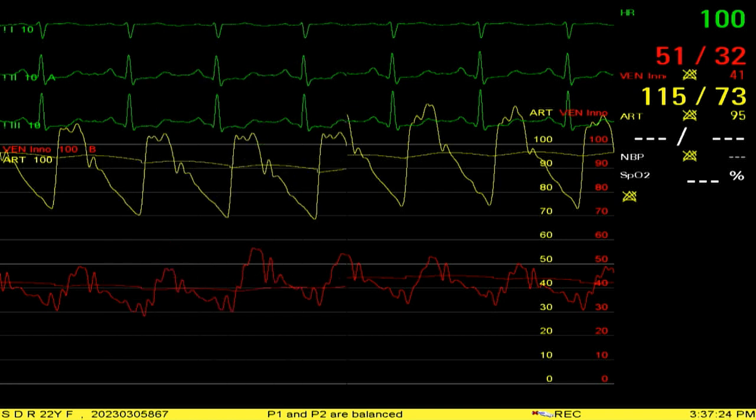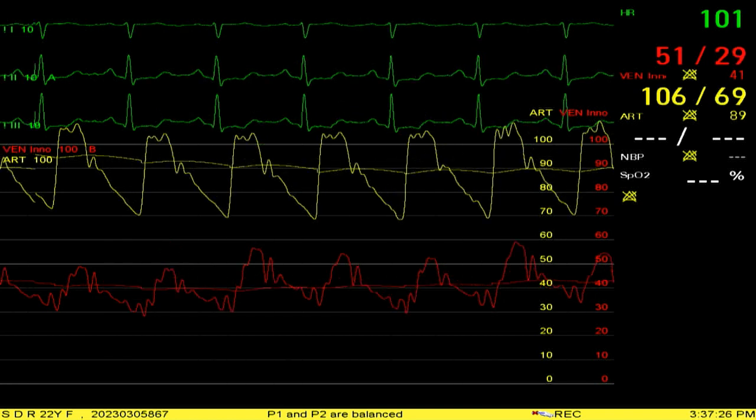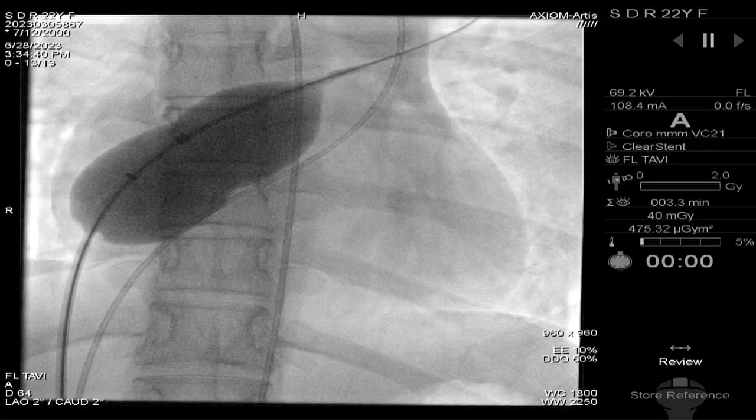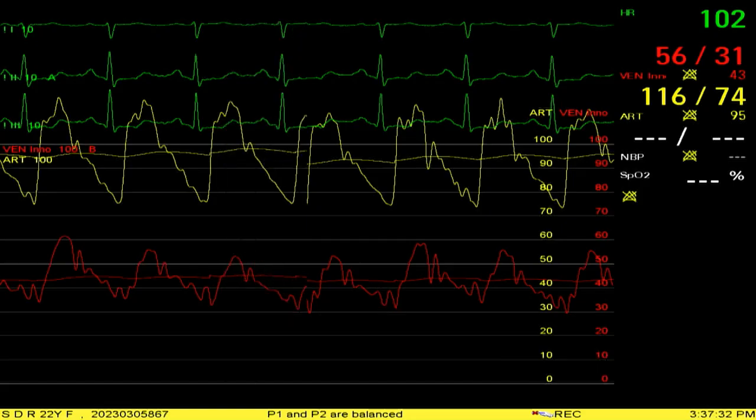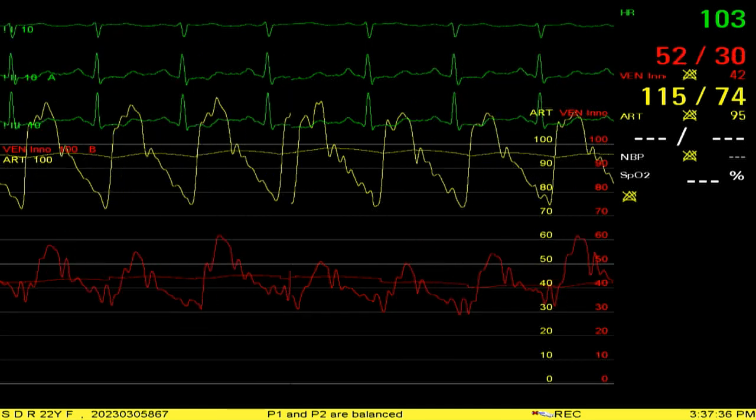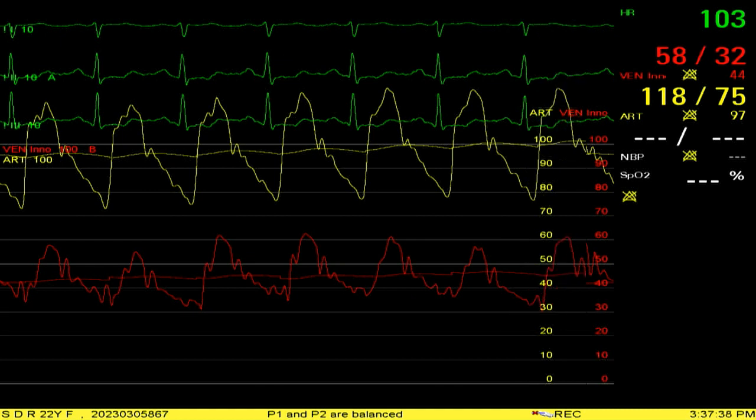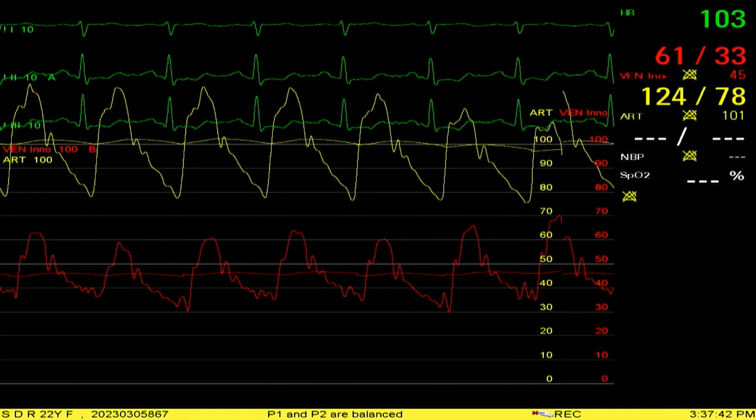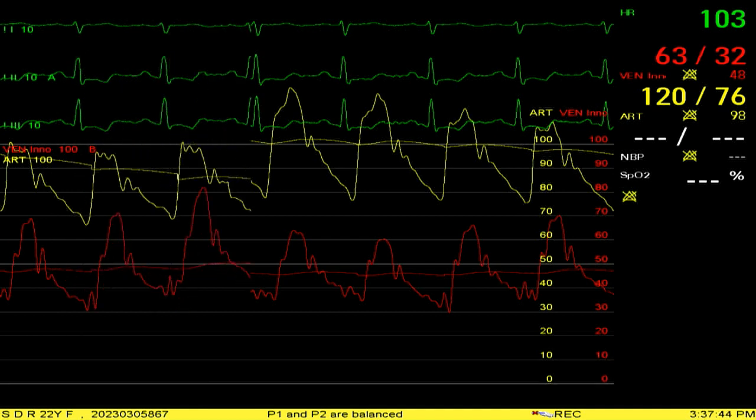Some amount of drop. Now what I'm going to do, Alison, is to aspirate my balloon and go back to pressure again. Now I'm aspirating my balloon, and I'm seeing whether the PA pressure increases. Now wait for some time. The balloon is getting deflated.